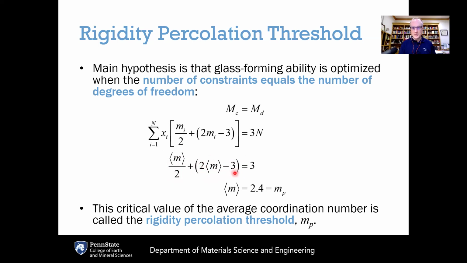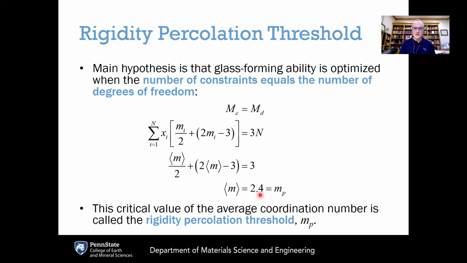And when there is optimized glass formation, this left-hand side of the equation, the average number of constraints, should be equal to the number of degrees of freedom per atom. So in other words, we set this left-hand side of the equation equal to 3 translational degrees of freedom per atom. And then the next step is to solve for m. We solve for this average m, and this gives us the optimum value of the average coordination number of the system to satisfy this condition of the number of constraints being equal to the number of degrees of freedom. So solving for this m, what we get is m is equal to 2.4.